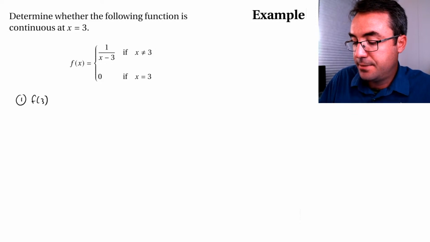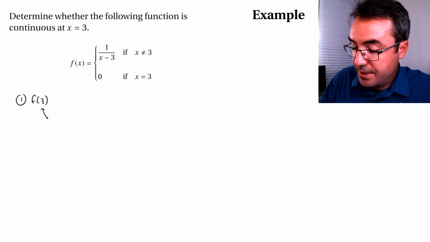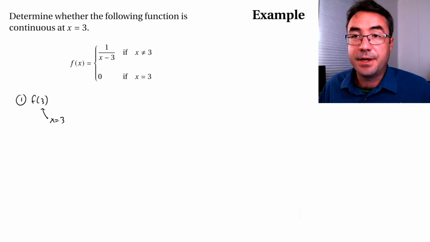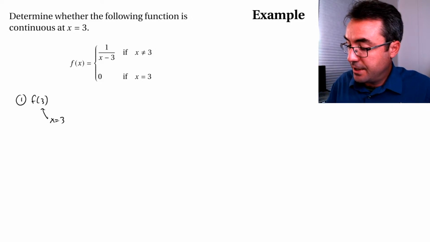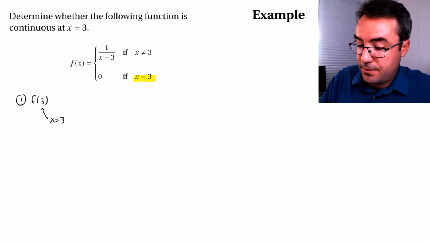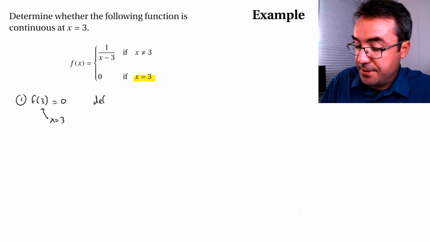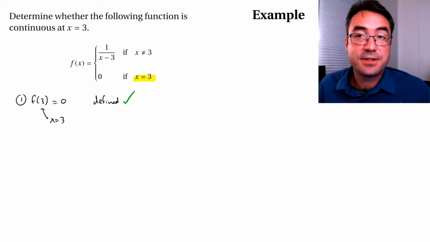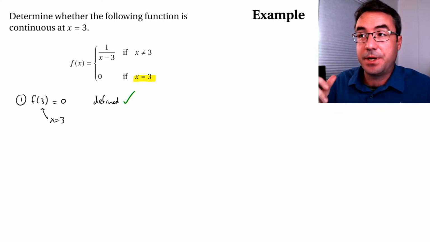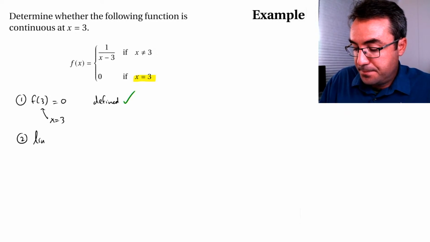So we plug in. So we want to do f of 3. Now, when we read this, this is saying x is equal to 3. So we find the piece of our function that is telling us what happens when x is equal to 3. And we're saying that that is equal to 0. So this actually is defined. So that's good. That sort of passes the first test. The function is actually defined at x equals 3. So then we want to go on and do the limit of our function as x approaches 3.